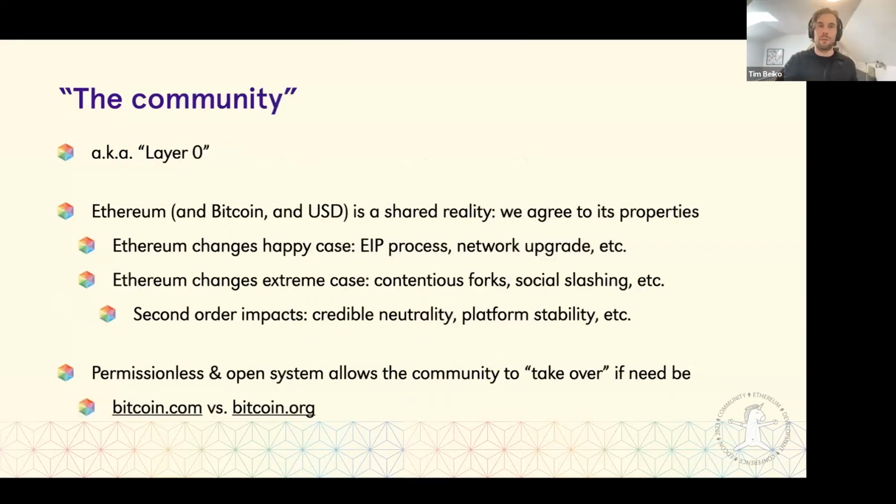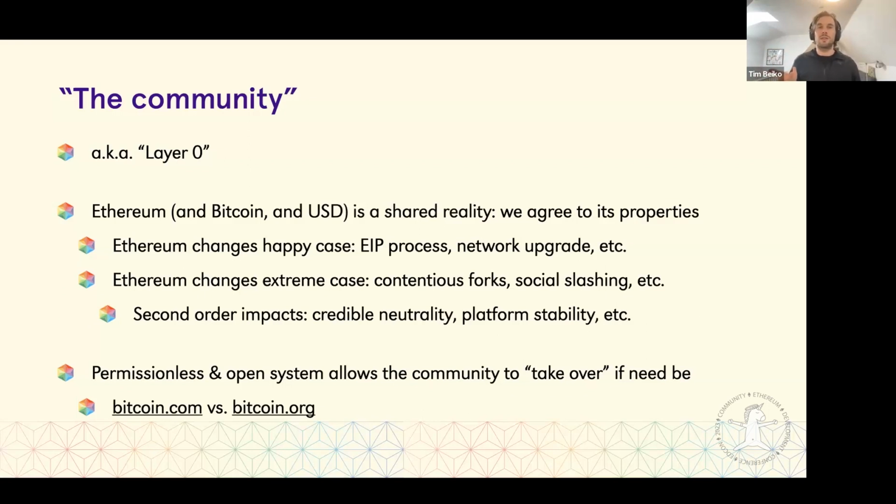And this brings me to my final point, which is, quote unquote, the community, or I believe the Bankless people call this layer 0. So at the end of the day, Ethereum and a bunch of other things like Bitcoin, like the dollar, are all just a shared reality, right? They're this thing that we agree to as having all of these properties, but that can change. And we have processes in place on Ethereum to make changes in the happy case, in a more formalized, everything-goes-well type of way. This is what we touched on, the EIP process, network upgrades and whatnot.